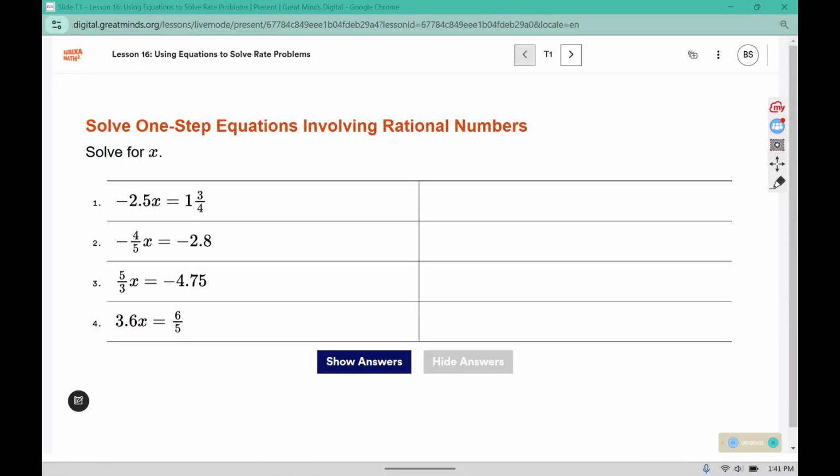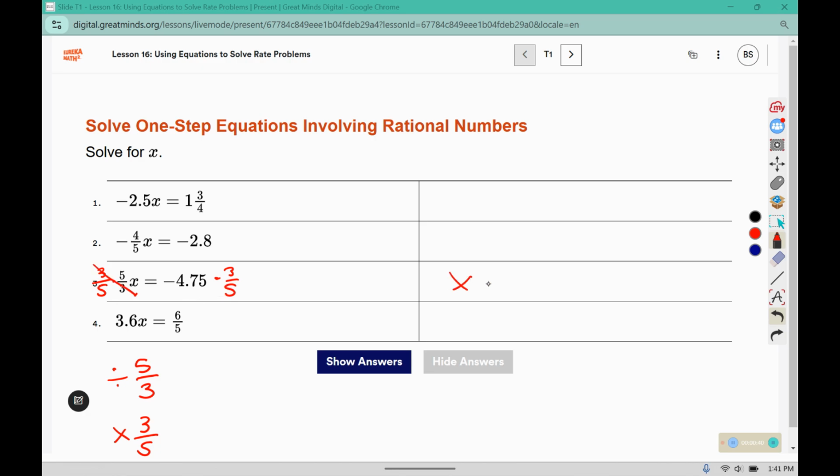In these problems, all we're doing is solving for x, so you're going to undo whatever's happening to the x. It might be helpful to change some of these to decimals. This one, and this one will all be easy decimals to work with, but this one with the third is not. So I'm going to show you how to take care of that one. Since it's multiplied by 5/3, we can divide by 5/3, but dividing by 5/3 is the same as multiplying by the reciprocal. So we're going to multiply by 3/5 on both sides.